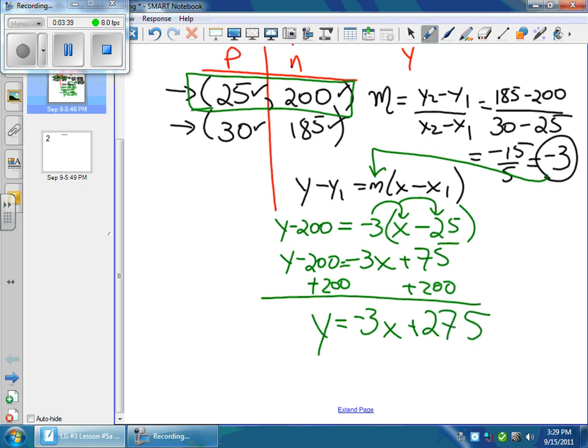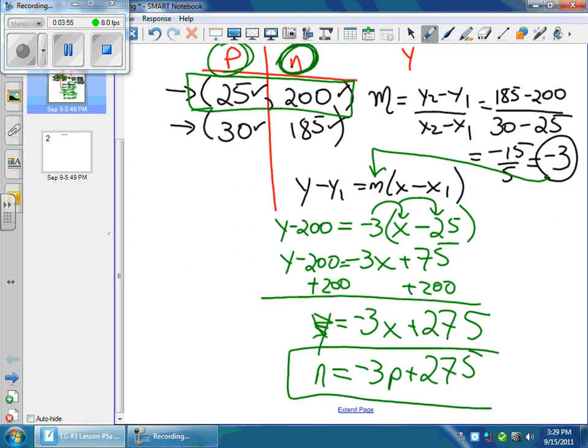Now, remember what I said earlier. Your y's are actually n's. So let's change this to n equals. Your x's are p's, equals minus 3p plus 275. There you go. So number 10, I'm going to give you the answer for it just because you watched the podcast, is n equals minus 3p plus 275. I believe that's answer A in question number 10 on the learning guide.